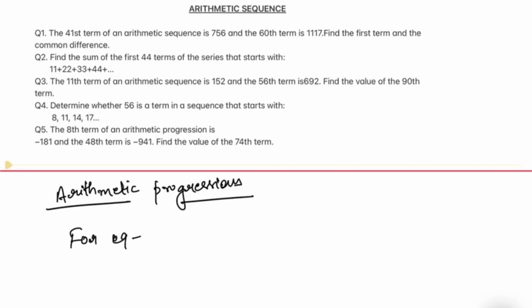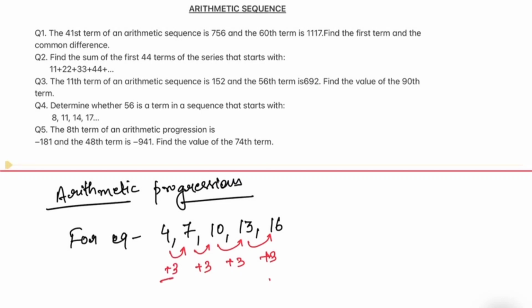For example, if I write 4, 7, 10, 13 and 16, what is the common difference between these numbers? It's 3, this also 3, 10 to 13 also 3, and 13 to 16 also 3, right? It means in an arithmetic progression or arithmetic sequence, the difference will be common. If it's 3 in the first, then it will be 3 in the second also, 3 in the third also, and 3 in the fourth also.